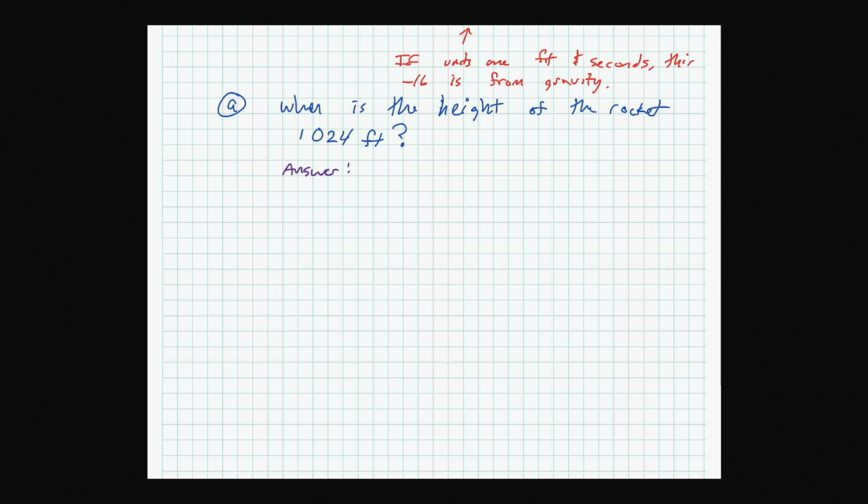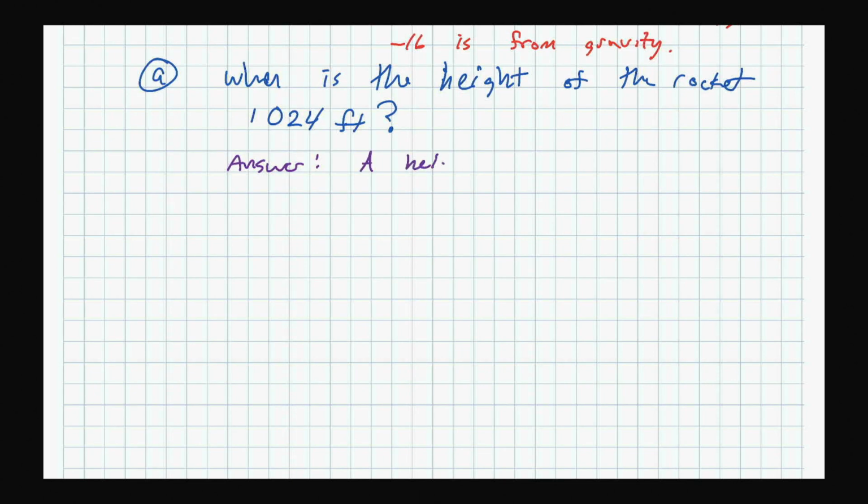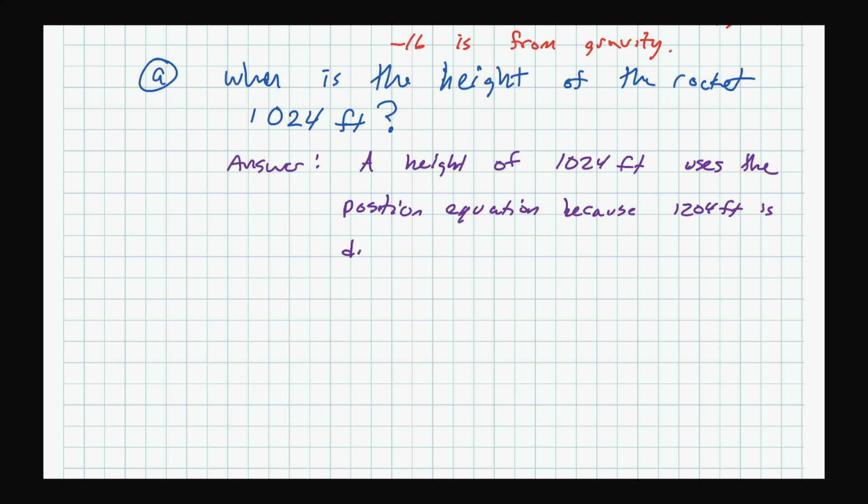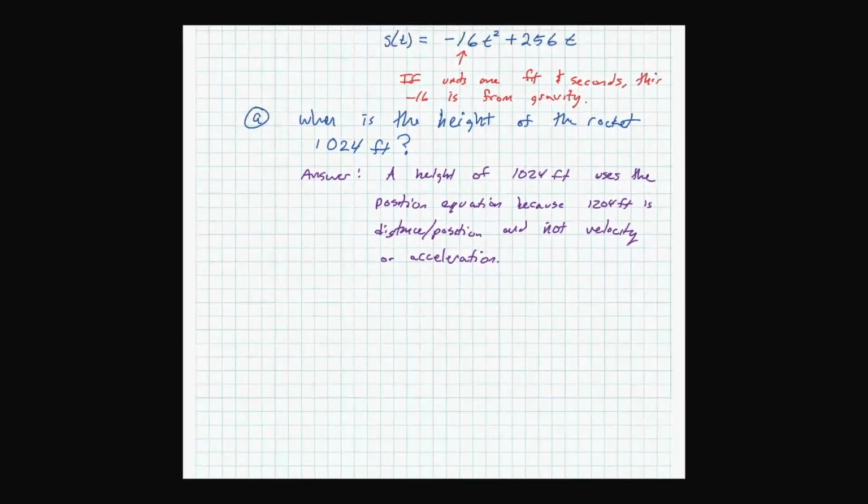So, answer. A height of 1,024 feet uses the position equation, because that's not a velocity or an acceleration. It is a distance or position. And not obviously velocity or acceleration. And you can tell that from the units, for example. Okay, so we don't need any derivatives here. This problem is not asking us to do any calculus.